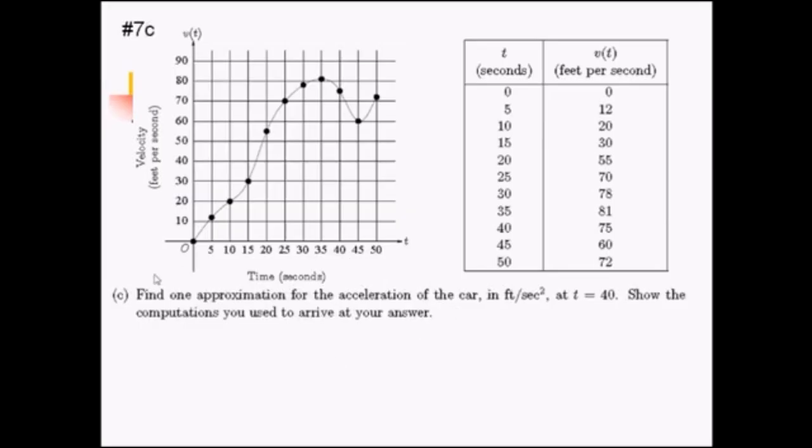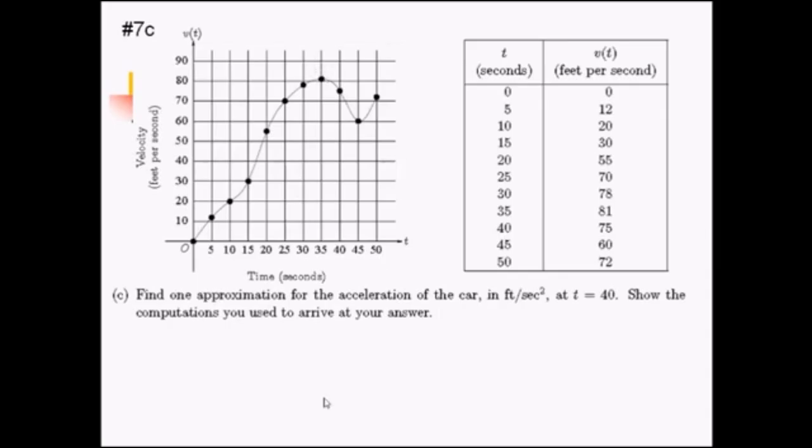For part C, they want one approximation for the acceleration of the car at time 40 and then show the computations you used. So since we don't know the actual formula for this, we can only approximate by taking the average rate of change over an interval. So how about we just find the average rate of change over an interval that includes time 40? Probably the best interval to use would be 35 to 45. And if you look up here, 40 is somewhere on that interval from 35 to 45. So that looks like a pretty good approximation there.